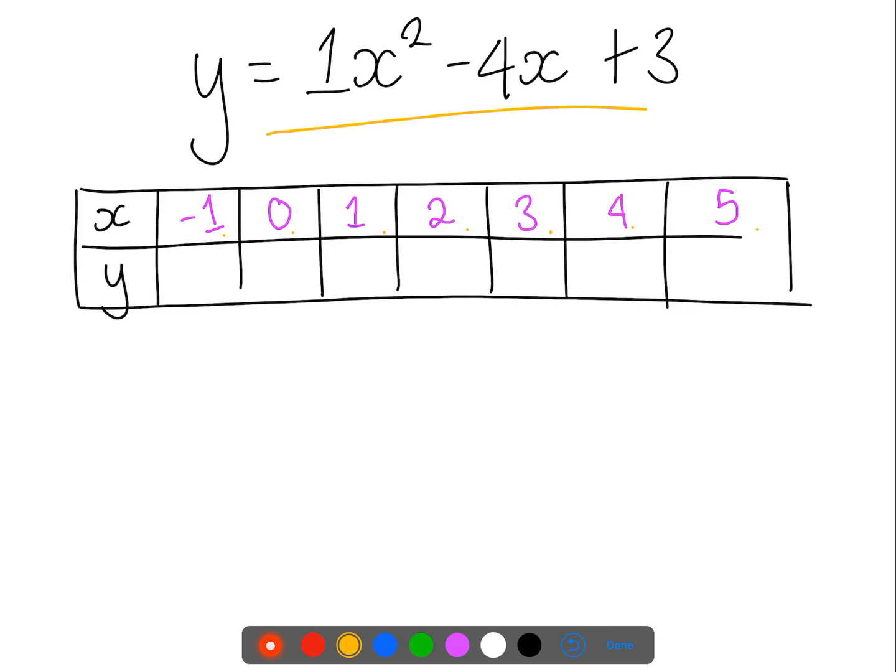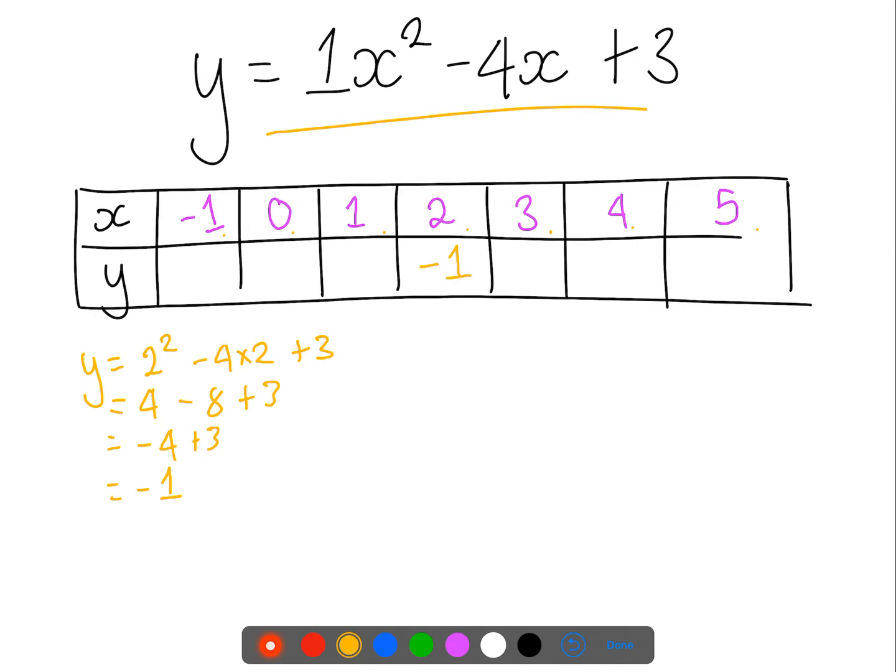So let's start with the turning point, 2. So y equals, wherever we see x, we replace it with 2. So 2 squared minus 4 times 2 plus 3. 2 squared, 2 times 2 is 4. 4 times 2 is 8 plus 3. 4 take 8 is negative 4 plus 3 equals negative 1. So that's negative 1.